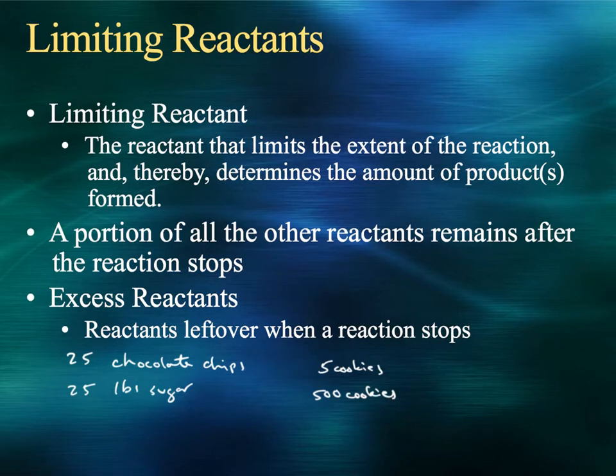So that's kind of what this is here. This would be your example of a limiting reactant. Okay, it's your limiting reagent. The chocolate chips determine how much of a product you can make. The 25 pounds of sugar, well, that's all excess. You could probably make 500 cookies with that.